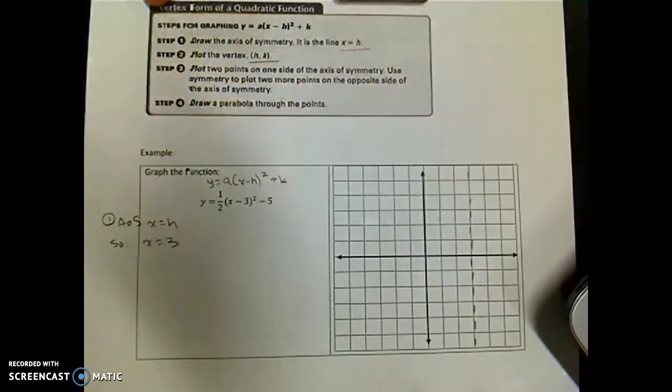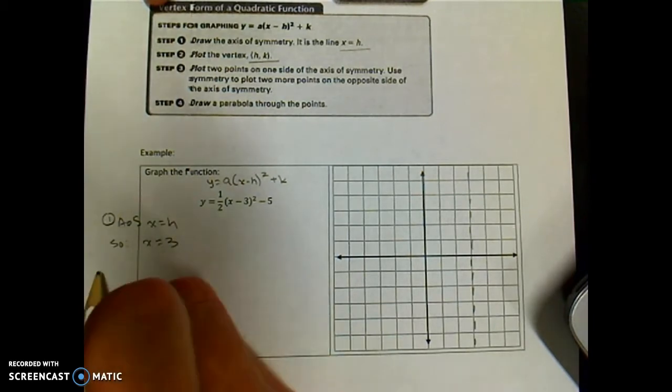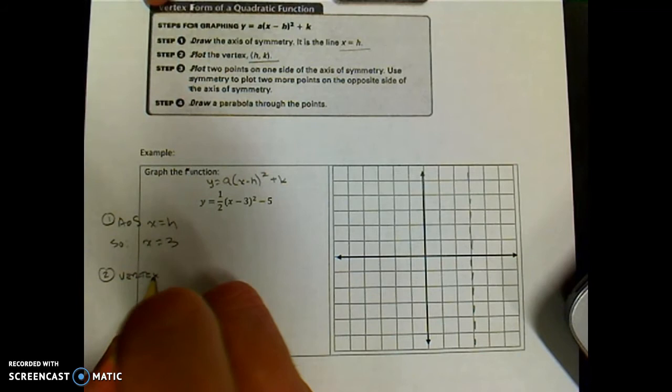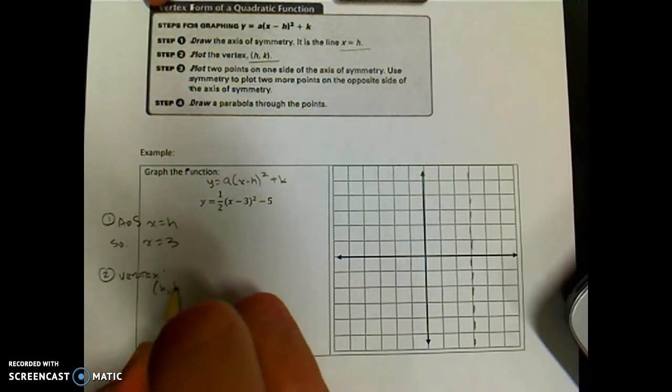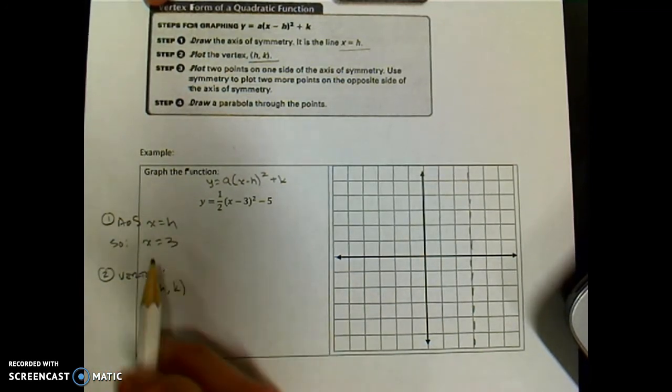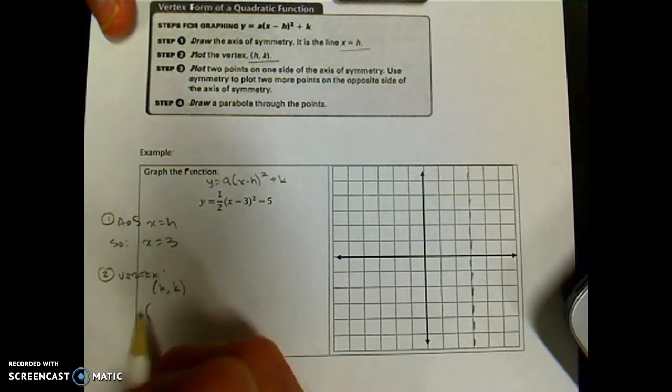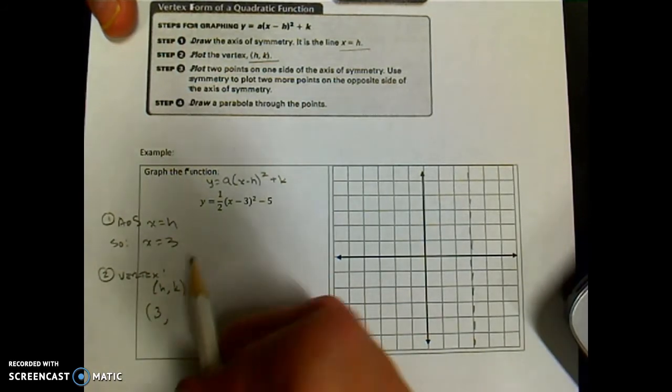My vertex is laying right there in front of me in the equation when it's written in vertex form. It's the point (h, k). And so we know that our vertex lives on our axis of symmetry. Its x-coordinate is going to be the same as the axis of symmetry. So that's the point 3, the k value.